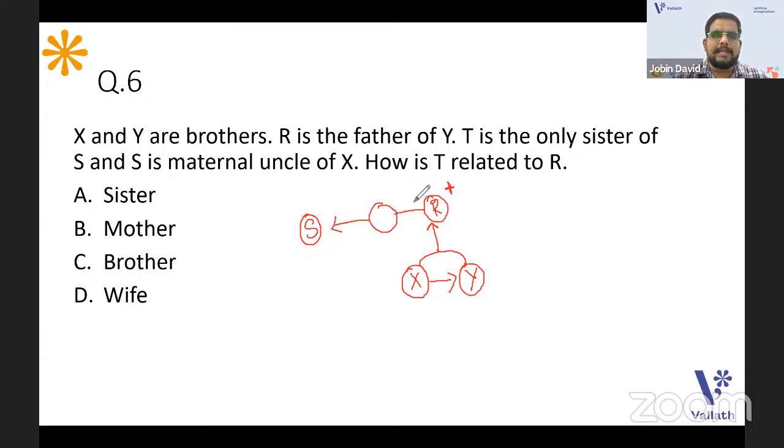Now read the previous sentence: T is the only sister of S. So T is the only sister, which means this is a female. S and T are brother and sister. T is the mother of X and Y. And R and T are married, so T is the wife of R. What will R call T? Wife. So obviously D is the option. That is the correct answer.